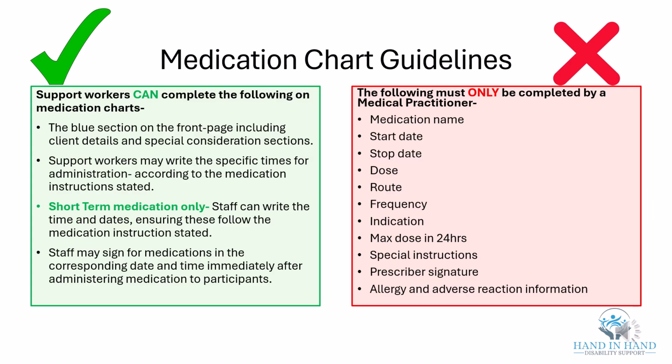Medication chart guidelines. Support workers are authorized to complete the following sections of the medication chart. The blue section on the front page, including client details and special consideration sections. The specific administration times, in accordance with the prescribed medication instructions. For short-term medication only, the time and dates, ensuring they follow the prescribed instructions. Signing for medications in the corresponding date and time fields immediately after administering medication to participants.